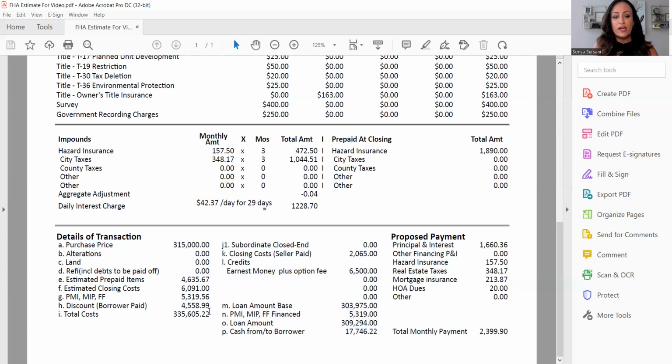Because if you take your calculator and you do $335,000 less $2,065, less $6,500, less $309,294, the remaining due from you is going to be $17,746. Now, on any estimate you ever get with any lender, whatever that bottom line is, round it up. So if you were my client on this deal, I'd be telling you expect to need $18,000.